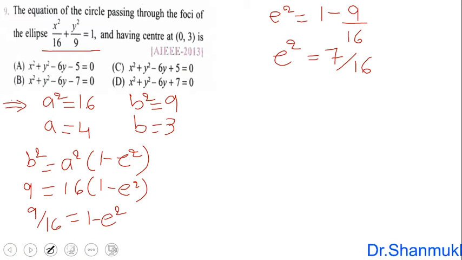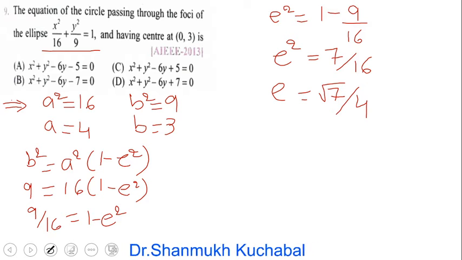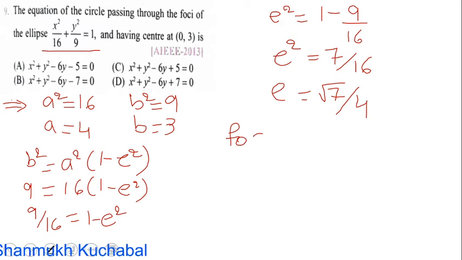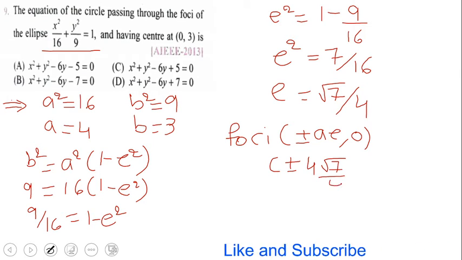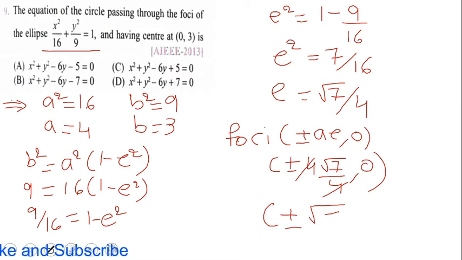Further, writing the solution for e, 7 is not a perfect square, so I write root 7 by root of 16. We get it as 4. Then we have to find the foci. So for the foci, the formula is (plus or minus ae, 0). It is plus or minus. a is 4, e is root 7 by 4, comma 0. Then numerator and denominator 4 get cancelled. So we get the foci as (plus or minus root 7, 0).